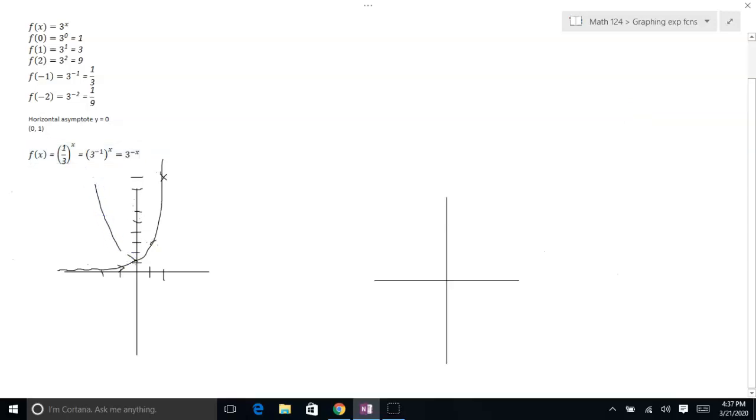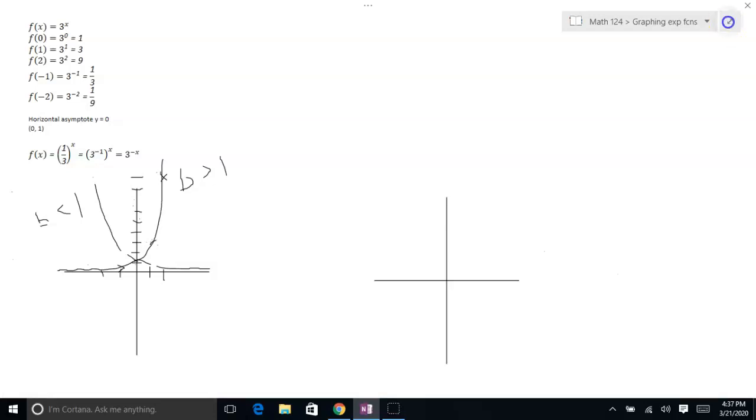Instead of having a horizontal asymptote out to the left, it's going to have a horizontal asymptote out to the right, like that. So the first one we did is going to be kind of our parent generic function for an exponential function where the base is more than 1, and the second one is going to be our generic exponential function for a base that's less than 1.